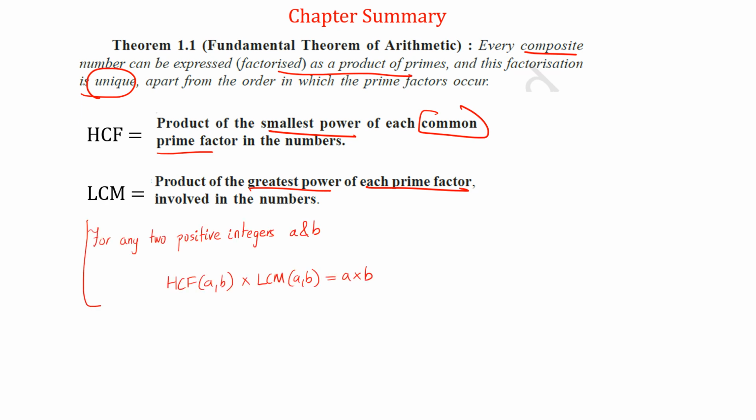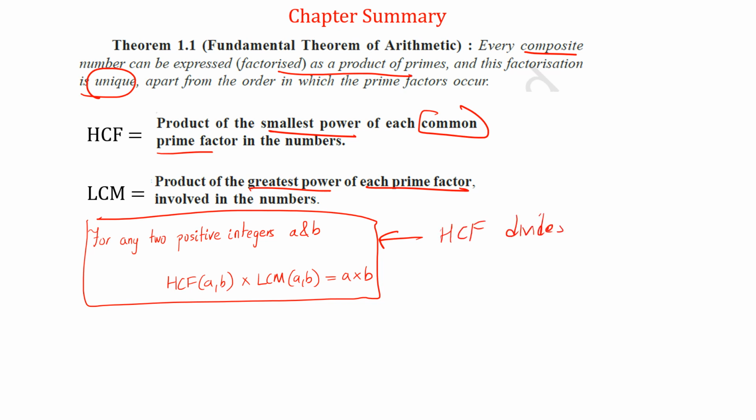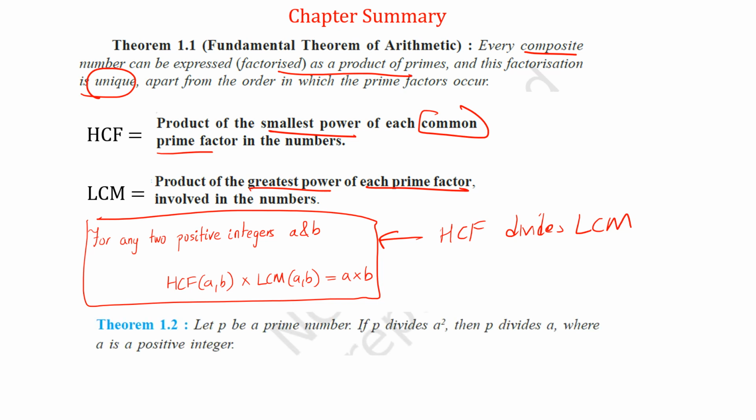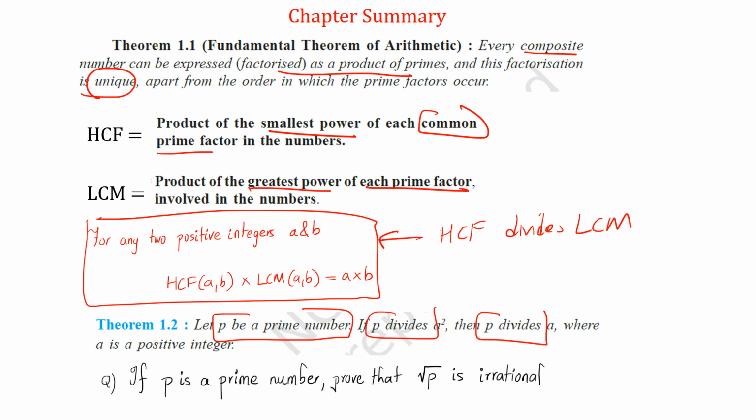And then we learned this beautiful and very important fact, that HCF times LCM is equal to A times B. Now, if you closely study this concept, this actually says that HCF divides LCM. We'll do a lot more on this later on. I'll be uploading another video where we'll be doing board questions, so we'll revisit this concept once again. Then we had learned that if P is a prime number and P divides A square, that means P divides A, and we finally proved this fact: if P is a prime number, then root P is irrational.